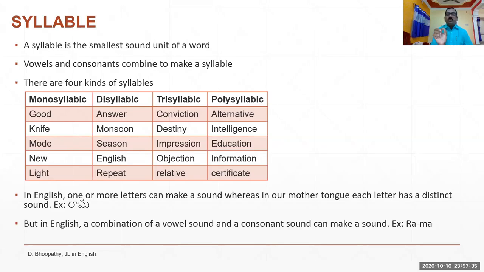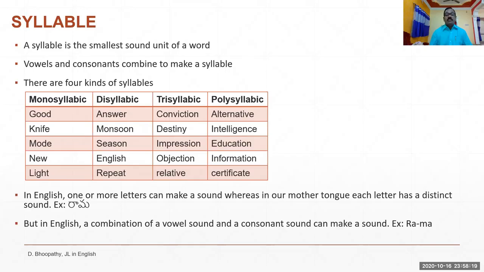In English, one or more letters can make a sound, whereas in our mother tongue, every letter has a distinct sound. Ra, a single letter, gives a complete sound. Ra, Ma. So it is the name of a boy. We stress the first syllable, Rama. We take extra force and extra time when uttering the first sound. That is the correct pronunciation.